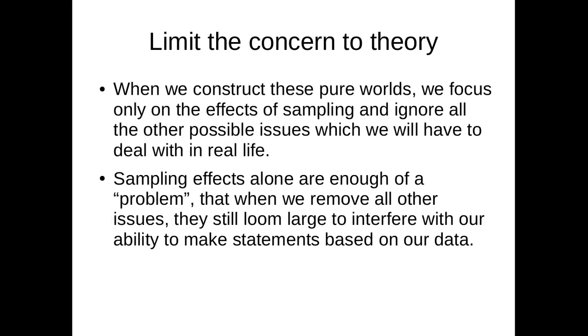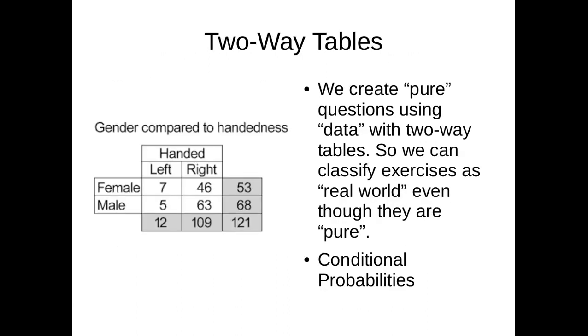We limit the concerns we have only to theory, and we don't have to worry about, oh well, maybe our die is not fair. Because most of the dice that you use are reasonably fair. Most of the coins you use will flip pretty well. Most of the spinners will spin fairly well. So when we construct these pure worlds, we focus only on the sampling effects, and we ignore all the other possible issues which we have to deal with in real life. Sampling effects alone are enough of a problem that when we remove all other issues, they still loom large to interfere with our ability to make statements about our data, or based on our data.